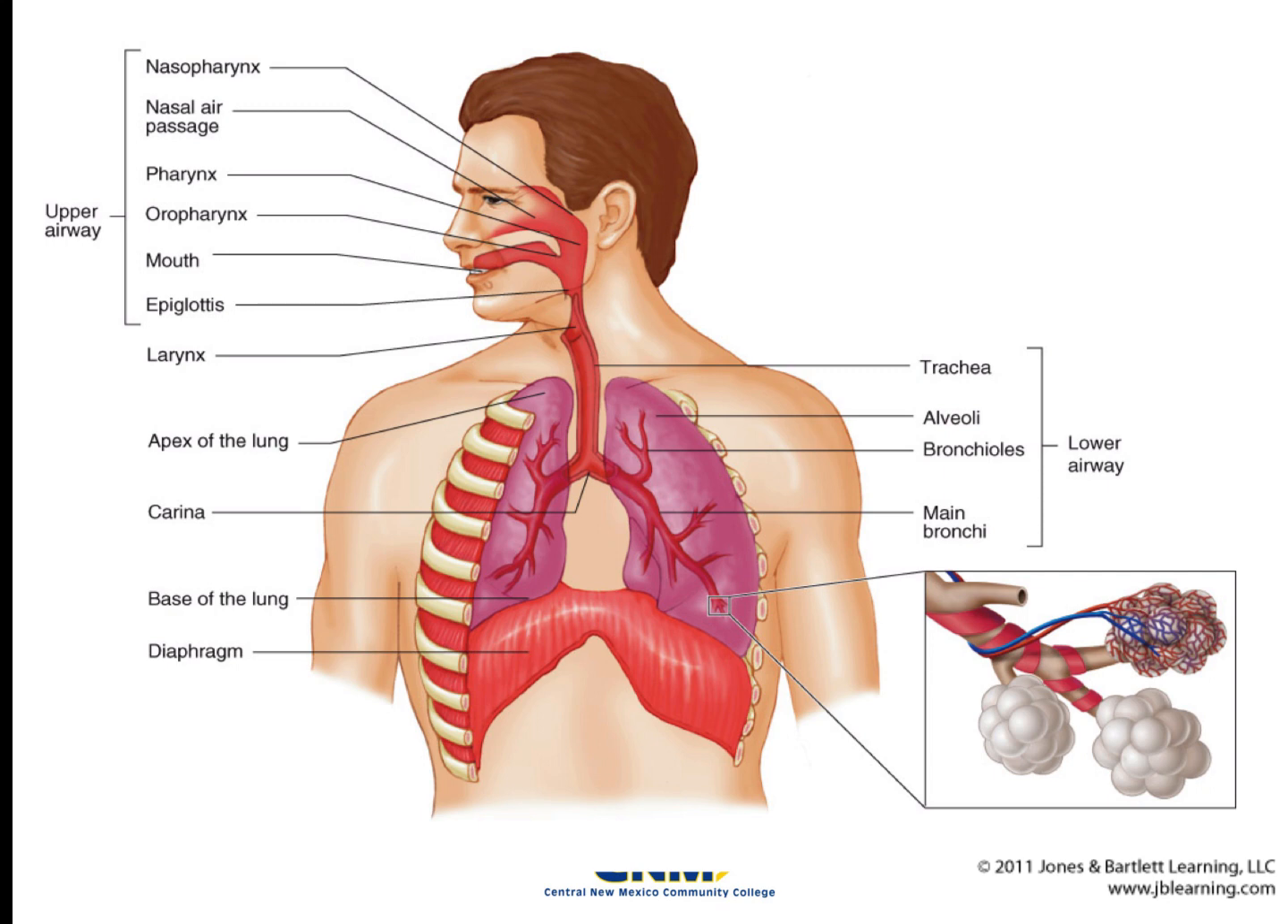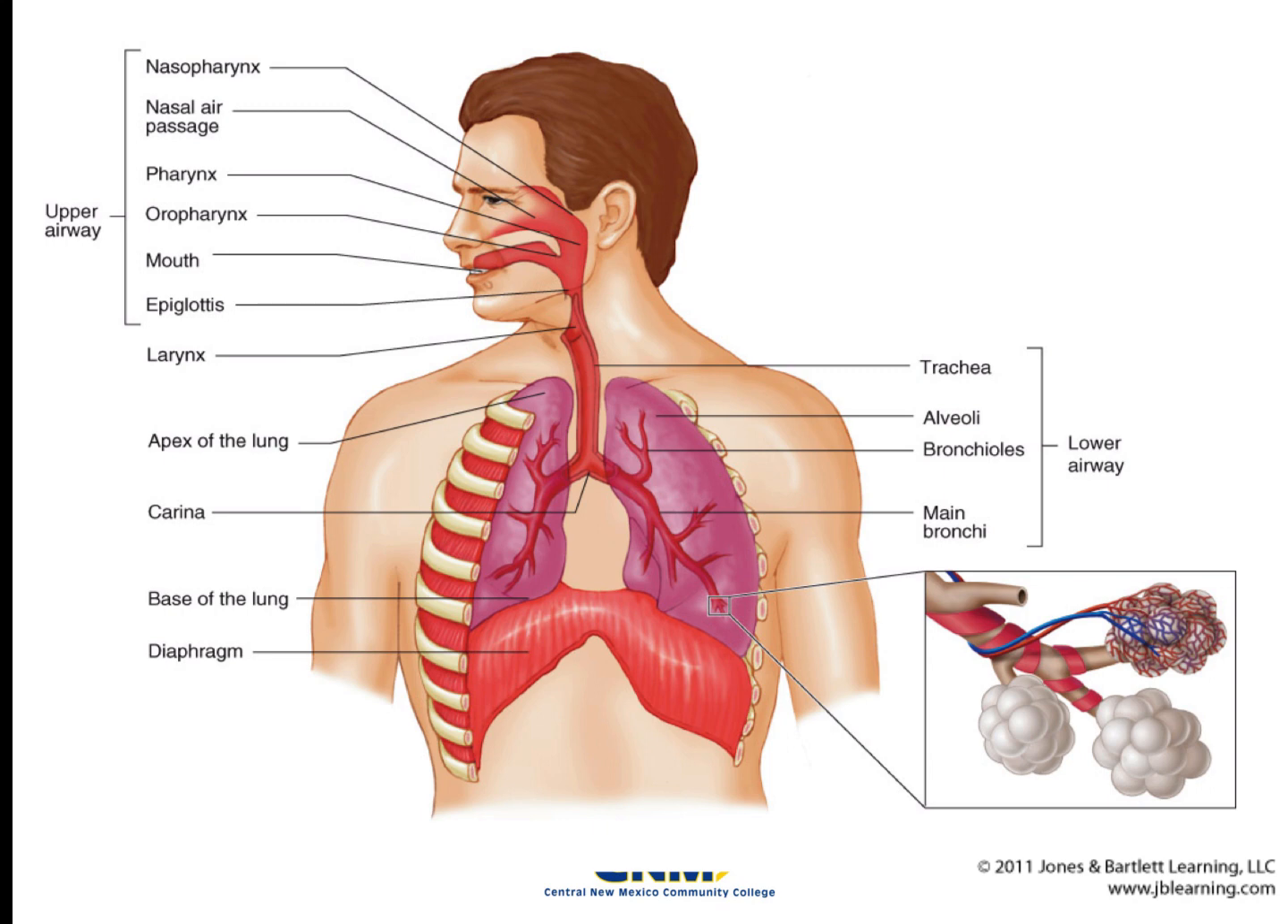If we have problems with our epiglottis, and we're going to talk about that in our respiratory emergencies, we might not be able to cover our trachea when we swallow, and we do have a risk of choking. Obviously, if you get food stuck in your windpipe, also known as your trachea, you are now choking. And then it goes down to the larynx.